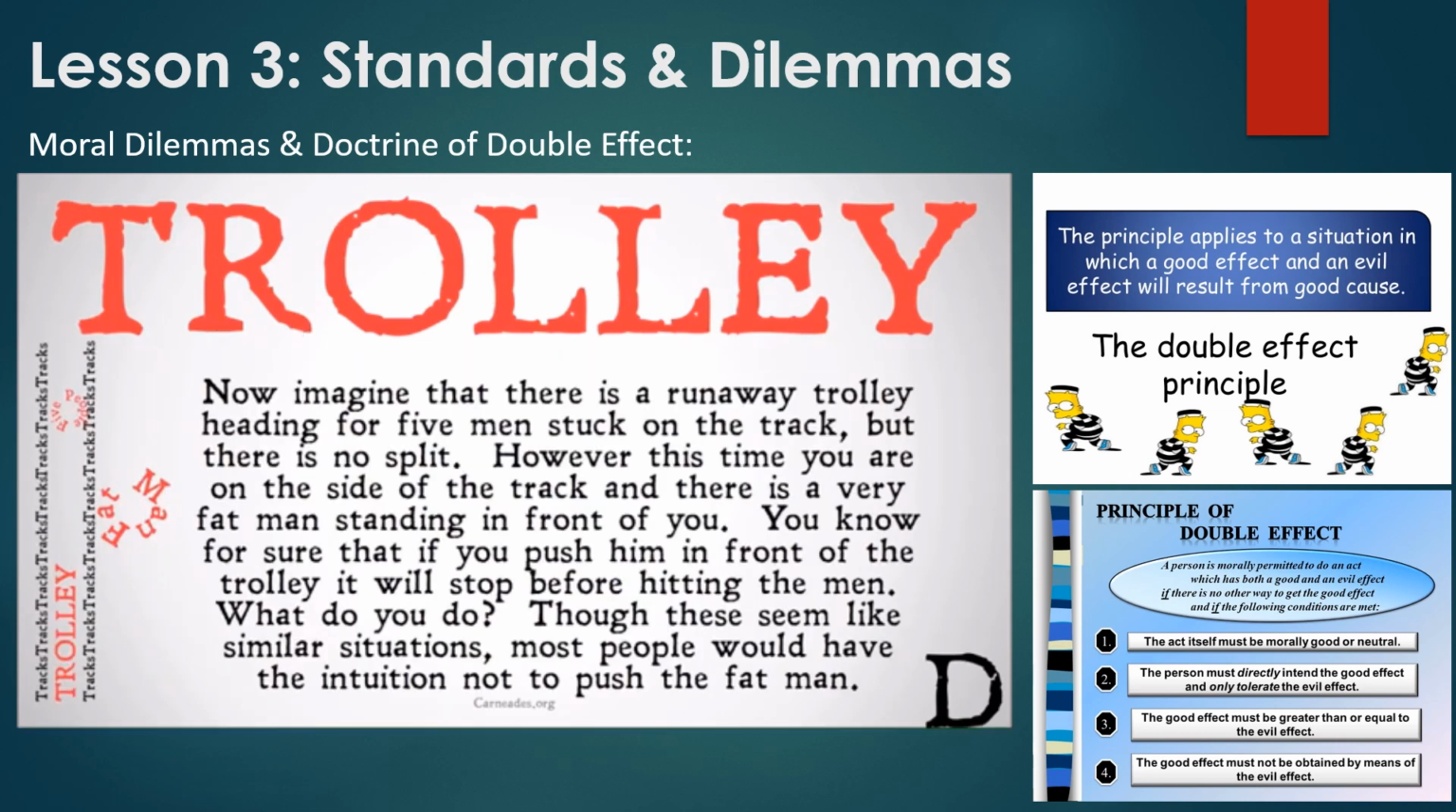Now imagine that there is a runaway trolley headed for 5 men stuck on the track, but now there is no split. However, this time you're on the side of the track, and there is a very fat man standing in front of you. You know for sure that if you push him in front of the trolley, it will stop before hitting the men, but it will kill the man that you just put in front of the trolley. What do you do? Though these seem like similar situations, killing 1 to stop 5 from dying, most people would say you shouldn't push someone in front of a trolley, but you should flip the switch. So it's a question for us in our ethical theories to determine what makes these two cases different.